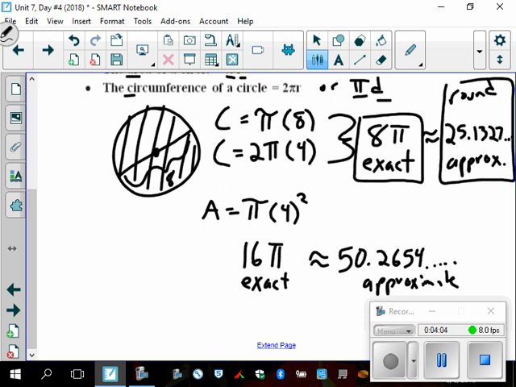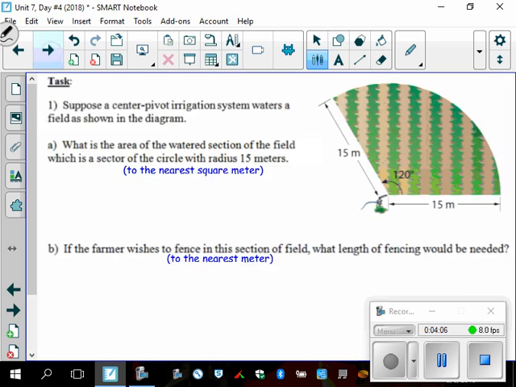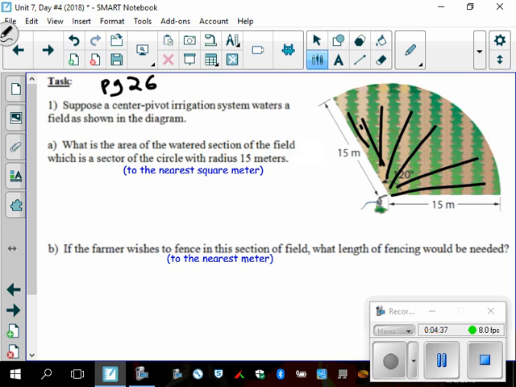Okay, so with that said, the first problem is I'm on page 26. And this says that I have a center pivot irrigation system. Basically, it's a sprinkler. The sprinkler goes and then it hits a point, goes and goes back. If you've never played with a sprinkler, then now you know.